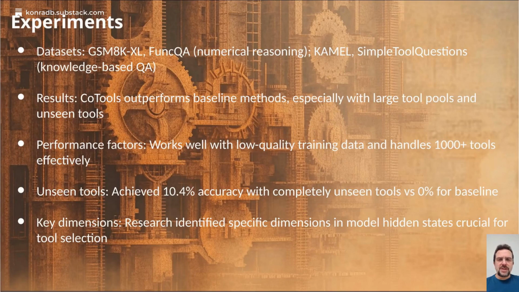The method worked surprisingly well, even with lower quality training data, suggesting its contrastive learning approach helps the model learn to distinguish between tools effectively. The researchers also discovered that specific dimensions in the model's hidden states play a crucial role in tool selection, providing insights into how language models represent tool-related information.